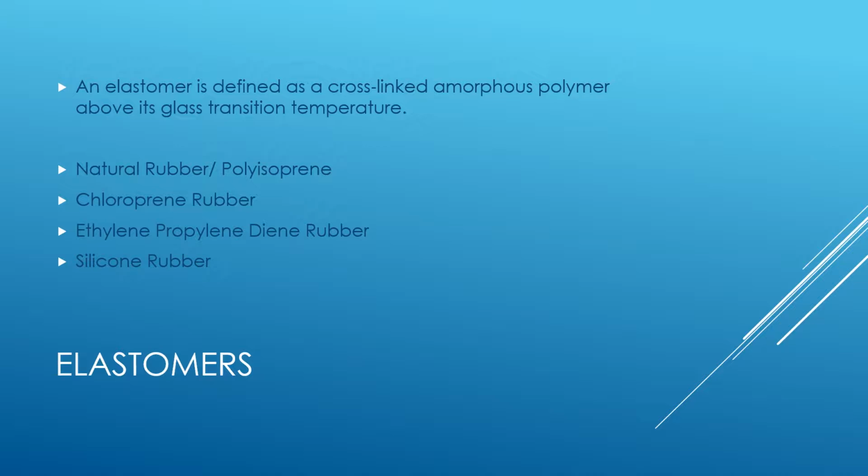The different types of elastomers that I will be talking about are natural rubber, also known as polyisoprene, chloroprene rubber, ethylene propylene diene rubber, and silicone rubber.